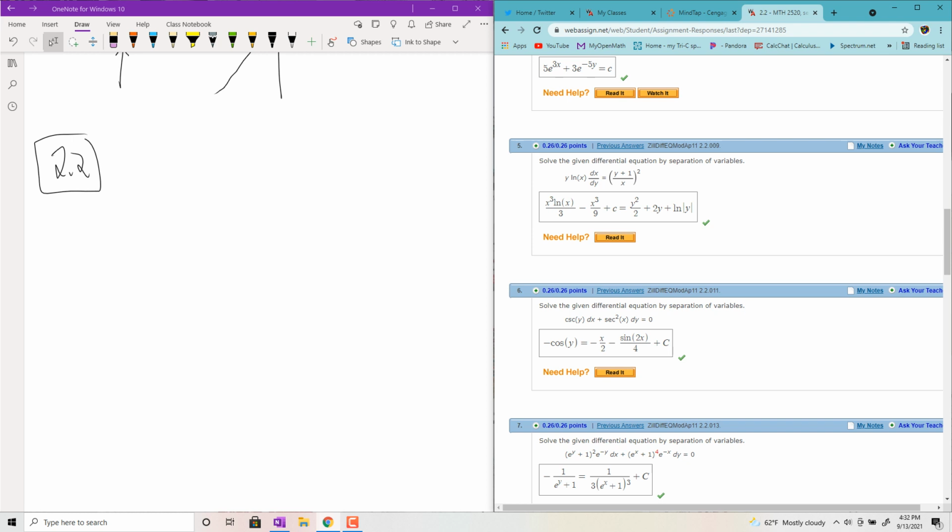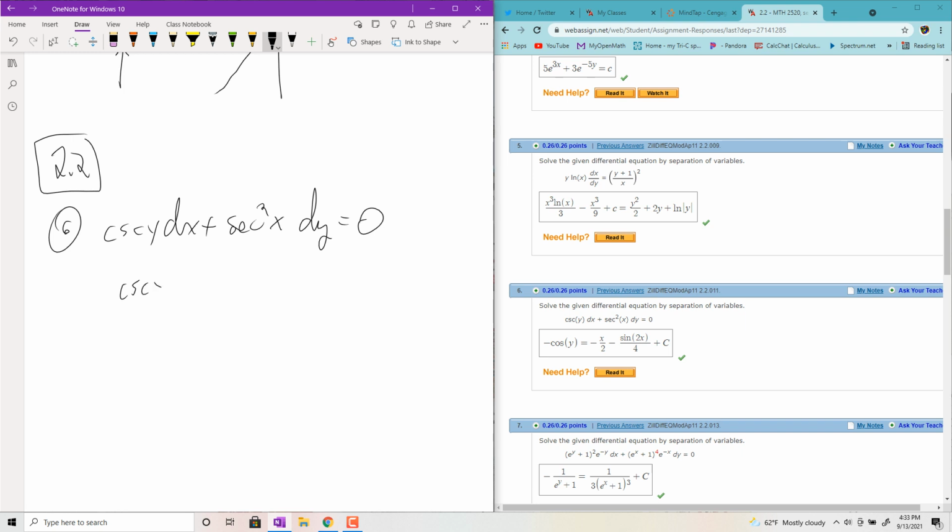Let's look at number 6, I guess. So you have cosecant y dx plus secant squared x dy equals 0. This kind of looks like an exact equation, right? But I will say the direction is solved by separation of variables, and so you will have to do that method. So anyways, I'm going to get dy over dx by dividing everything by dx.